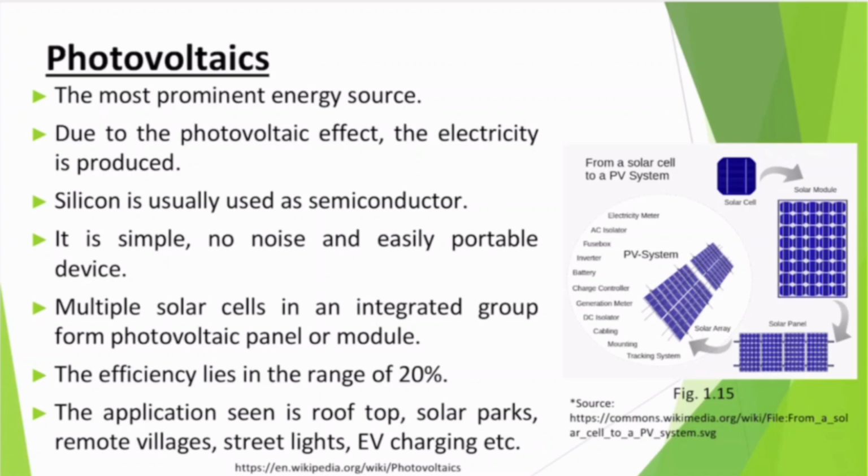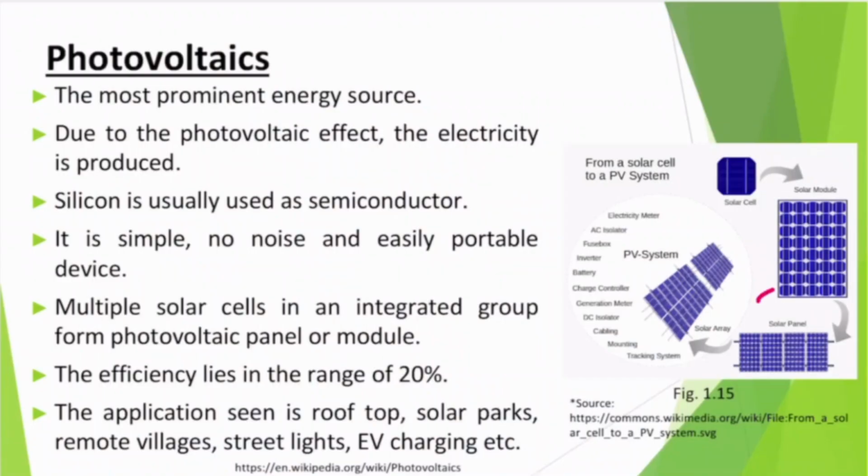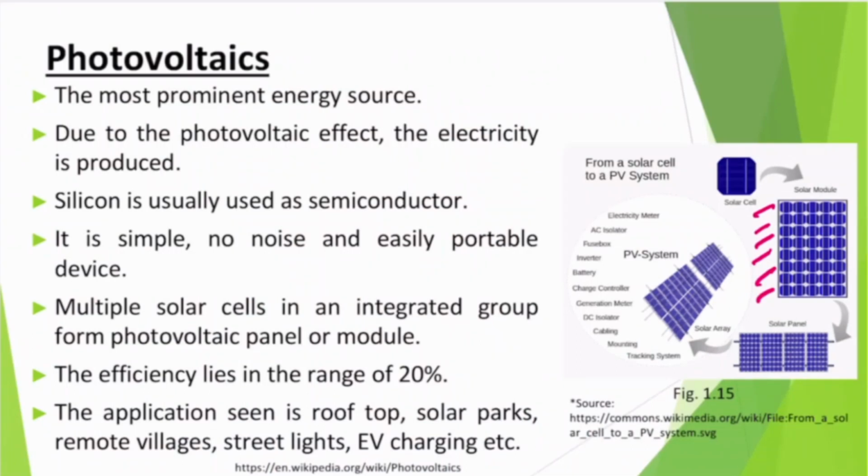Now, multiple solar cells in an integrated group form a photovoltaic panel or a module. As you could see, there are different layers being created, and some of them are connected in series, some of them in parallel. There is one major issue with solar cells, and that is the efficiency. Researchers across the globe are working very hard to increase the efficiency, and generally it is close to 20% as of today. The applications are seen in rooftops, solar parks, rural villages, street lights, and also in electric vehicle charging.